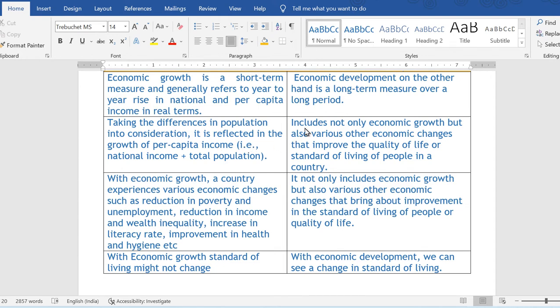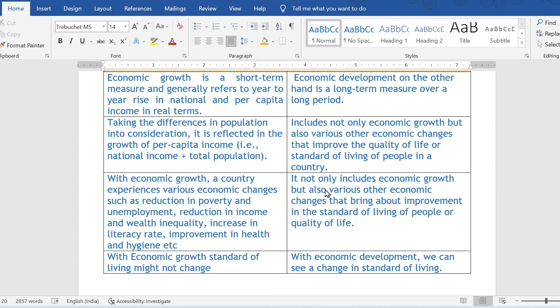Whereas in economic development, it not only includes the economic growth, but also the various economic changes that improve the quality of life, the standard of living of people in a country. With economic growth, a country experiences various economic changes such as reduction in poverty, unemployment, reduction in income, wealth inequality, etc.